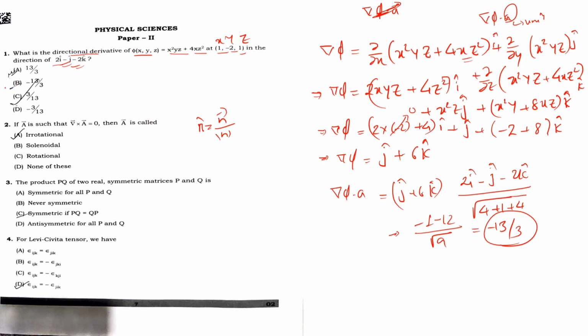So the correct option is option B, minus 13 by 3. For the second, if A is such that the curl of A is equal to 0, then A is called, this is a direct question, irrotational. Okay.